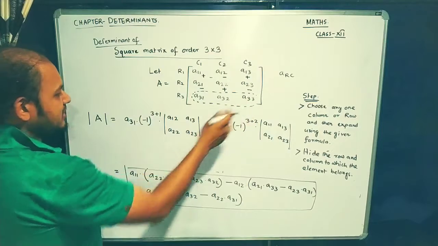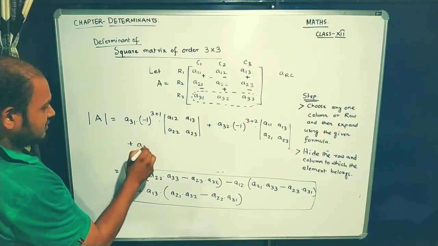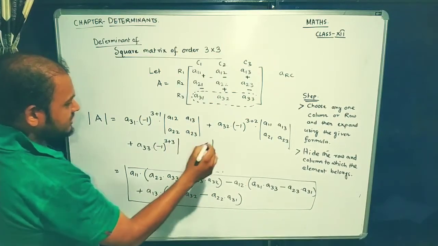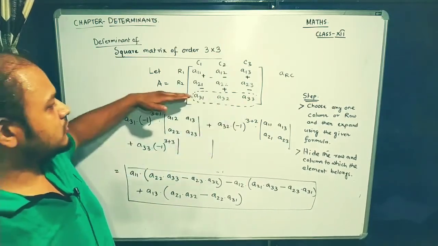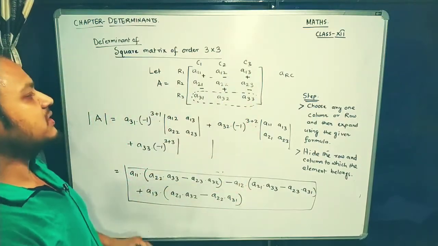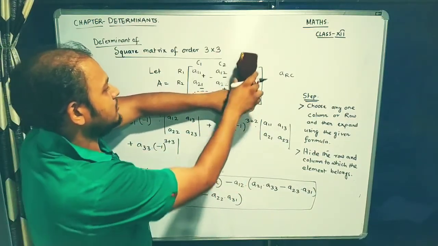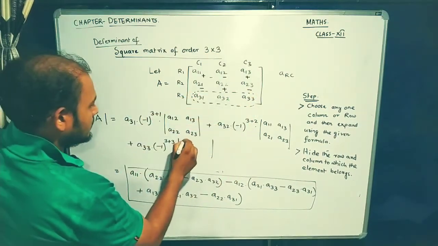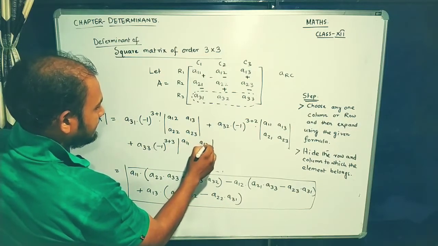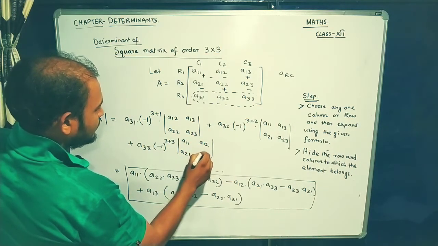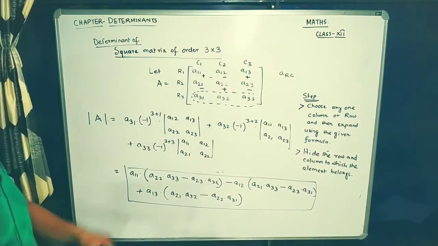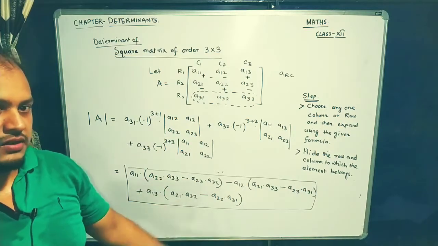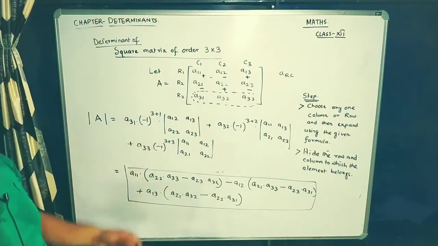Okay, then the last element is A33, plus A33 minus 1 to the power 3 plus 3. Then hide the row and column. This element belongs to the third row and third column. So hide the third row and also hide the third column. Which numbers do you see now? Do you see these 4 numbers? Place them here. Now if you expand this determinant and multiply with this, you will get the exact same result. It is 100% guaranteed.